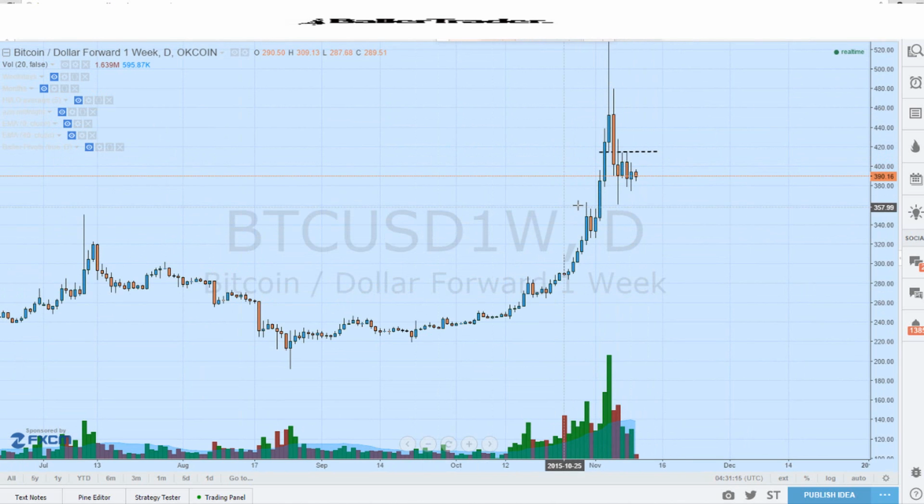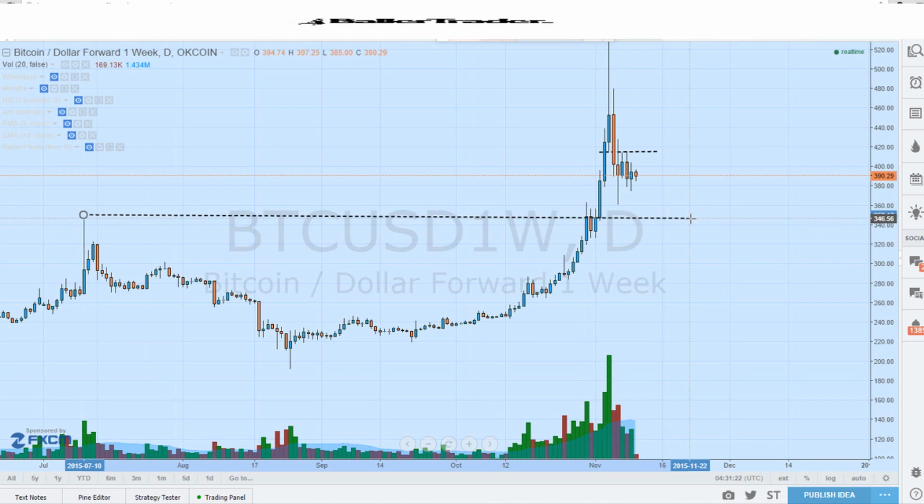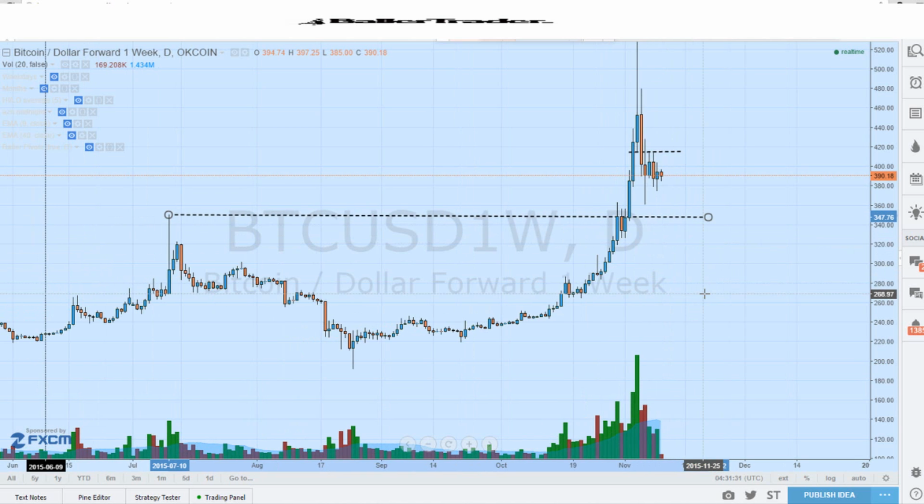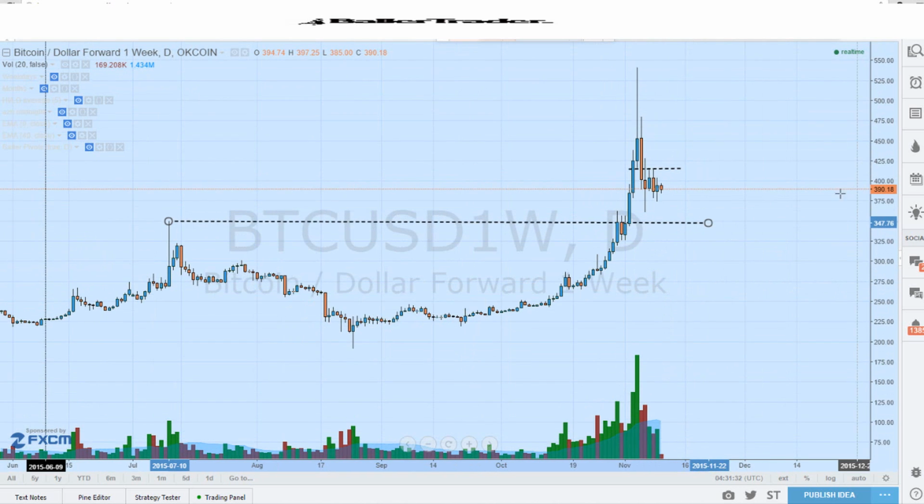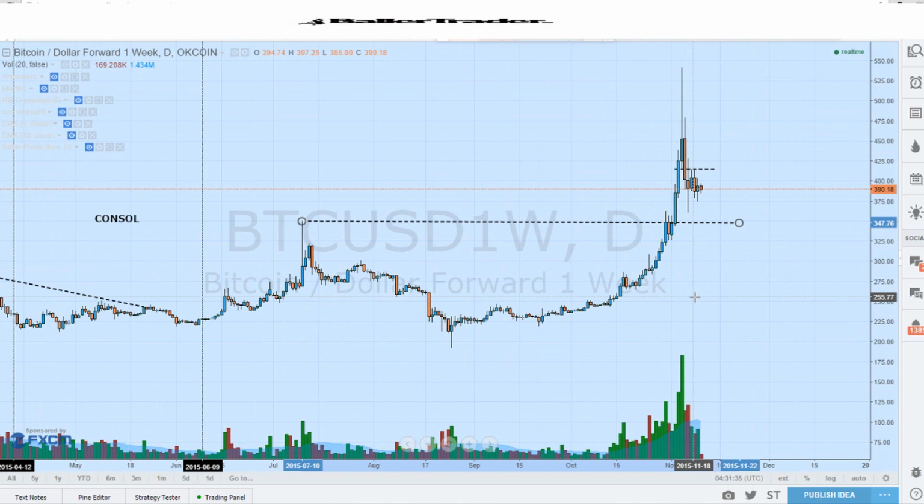I think this is a good level: 348. Maybe lower. Maybe it won't even work out. Who knows? That's the beauty of trading, I guess. We'll see. But if that doesn't work out, if it does, whatever.